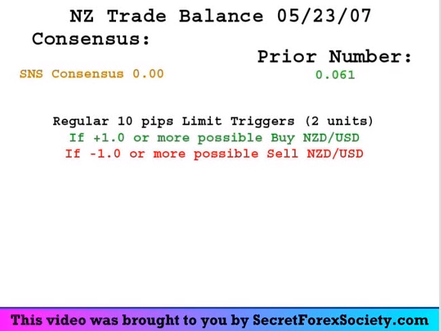The trade balance is calculated in New Zealand dollars. It's not units or anything like that. It's real dollars. And it's basically how much money was spent on imports, and how much money was spent on exports. Now the relationship to the currency value is pretty direct.